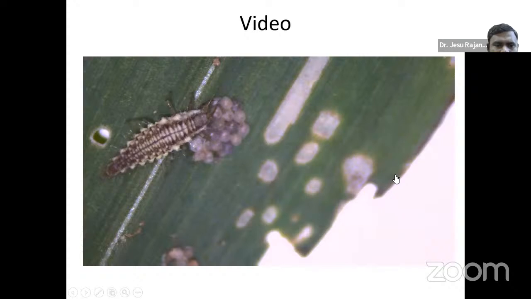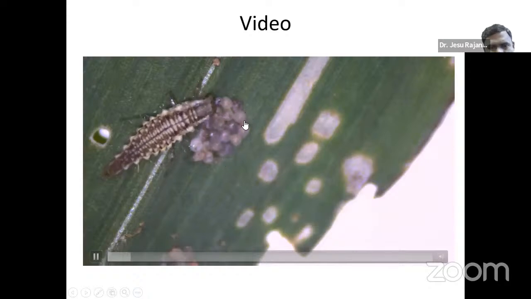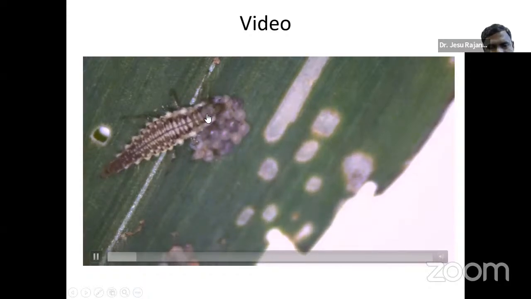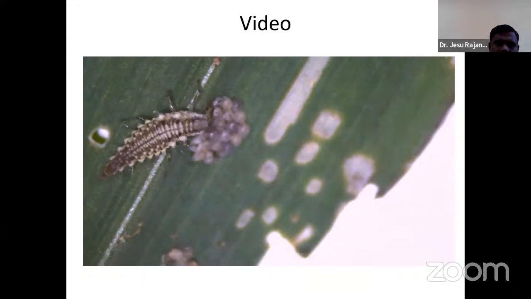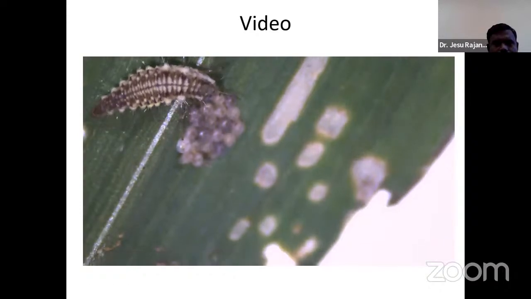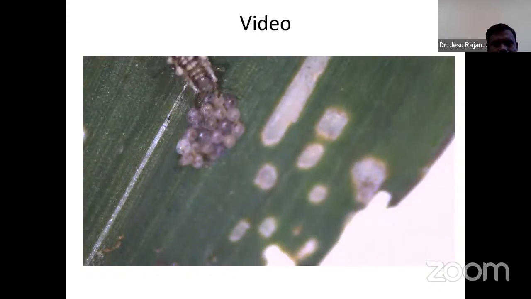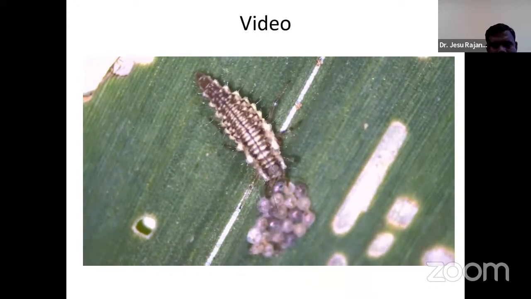You see the grub stage. This Chrysoperla is feeding on the eggs of lepidopterans, maybe Spodoptera frugiperda, I think. Frugiperda eggs. I think it's the third stage.